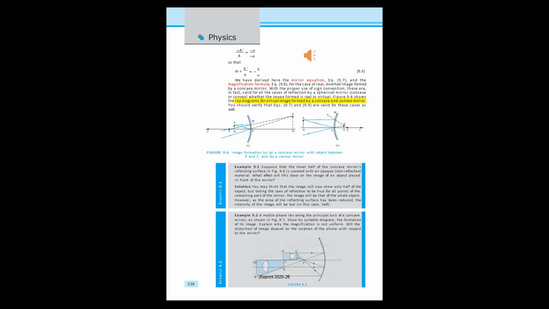We have derived here the mirror equation, 9.7, and the magnification formula, equation 9.9, for the case of real, inverted image formed by a concave mirror. With the proper use of sign convention, these are, in fact, valid for all the cases of reflection by a spherical mirror, concave or convex, whether the image formed is real or virtual. Figure 9.6 shows the ray diagrams for virtual image formed by a concave and convex mirror. You should verify that equations 9.7 and 9.9 are valid for these cases as well.